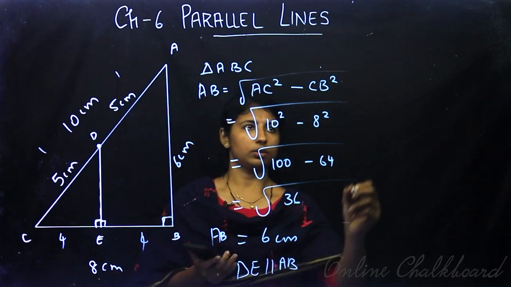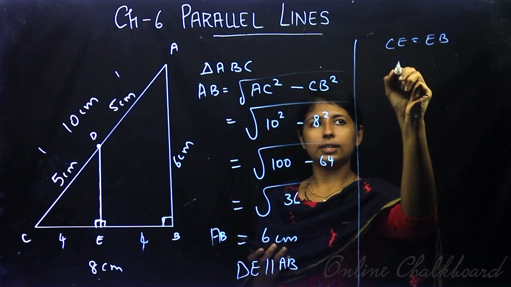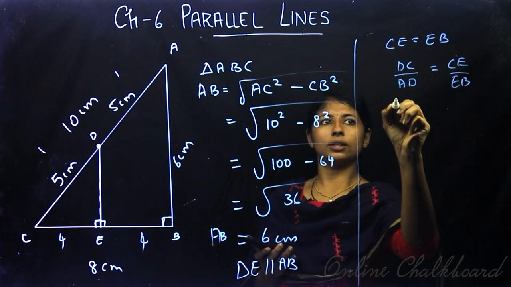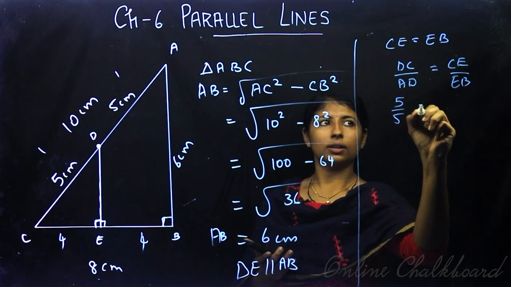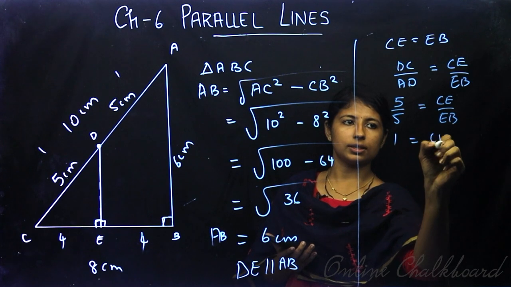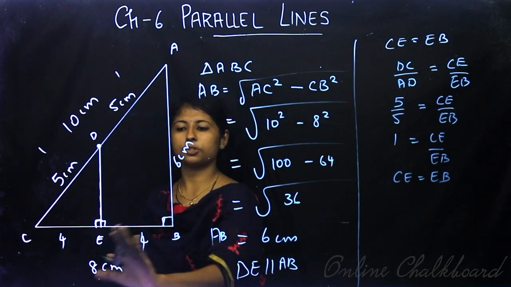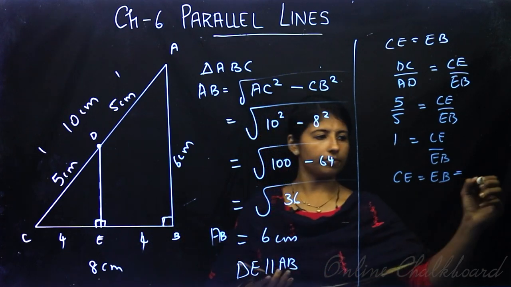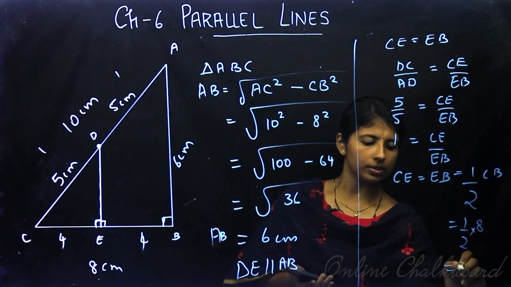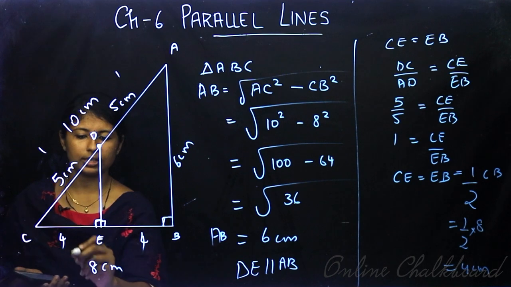Okay, so CE equals EB. Because DC by AD is equal to CE by EB. This is 5 by 5 equals CE by EB. That is equal, CE equal to EB. This is 1 and 1 equals CE by EB. So CE equal to EB. This ratio is parallel lines, same ratio and divide. That is, EB is half of equally divided CB, that is equal to half of 8 which is 4 cm. So we have two sides, DC 5 cm because D is a midpoint, and CE 4 cm.